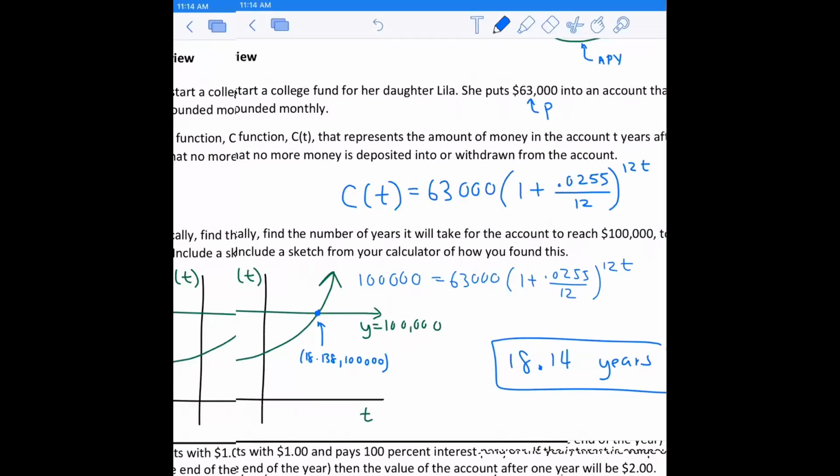All right. So that was from the homework. There's another homework question pretty similar to that, so I'll post up an answer key. So that was compounding monthly. What I want to talk about today is compounding continuously.